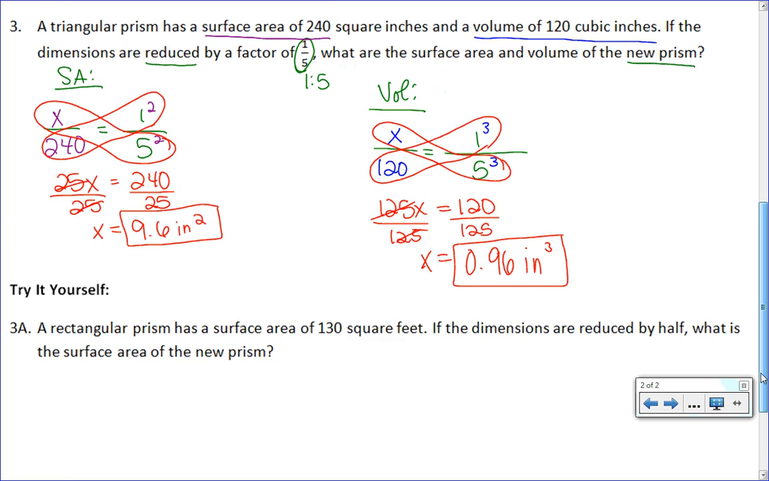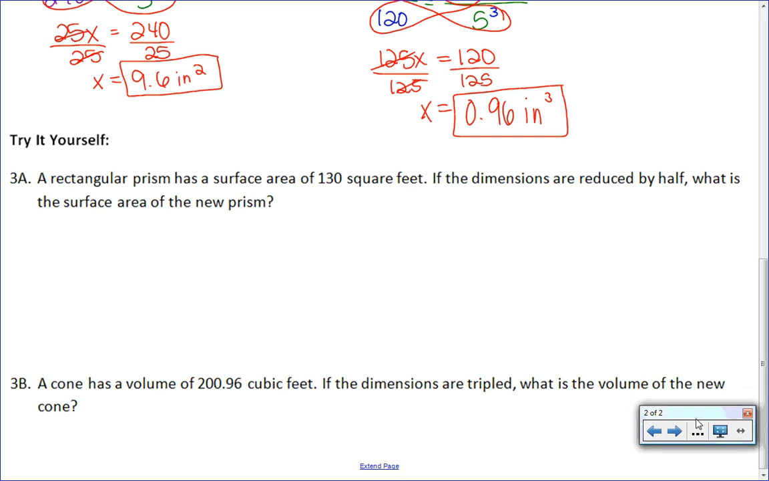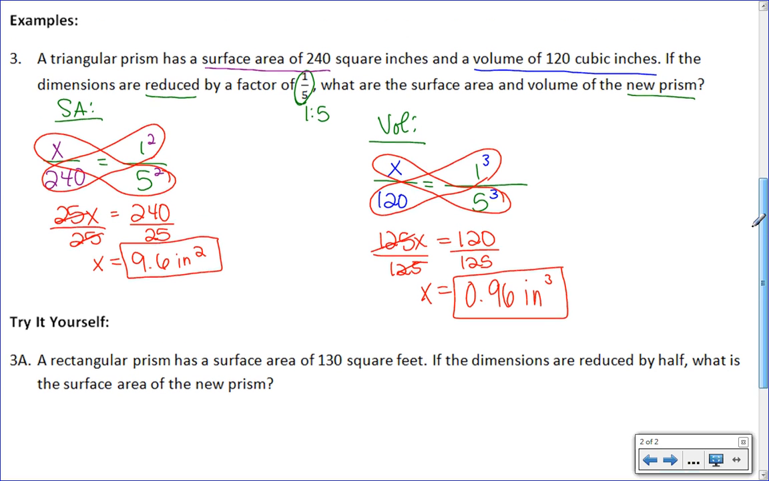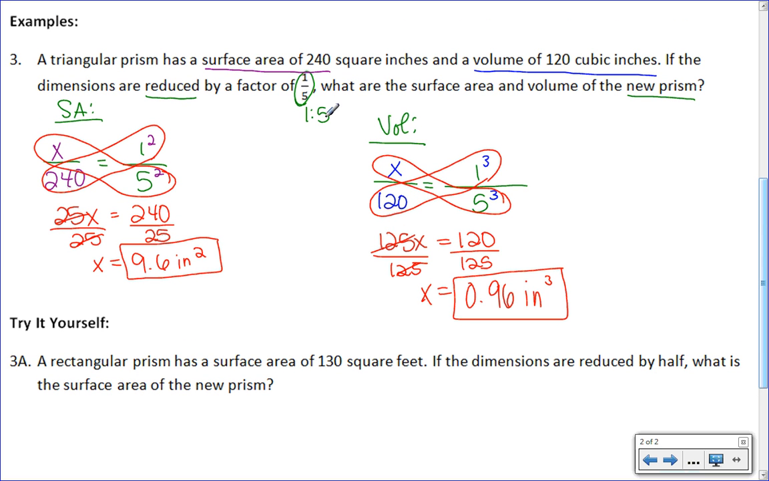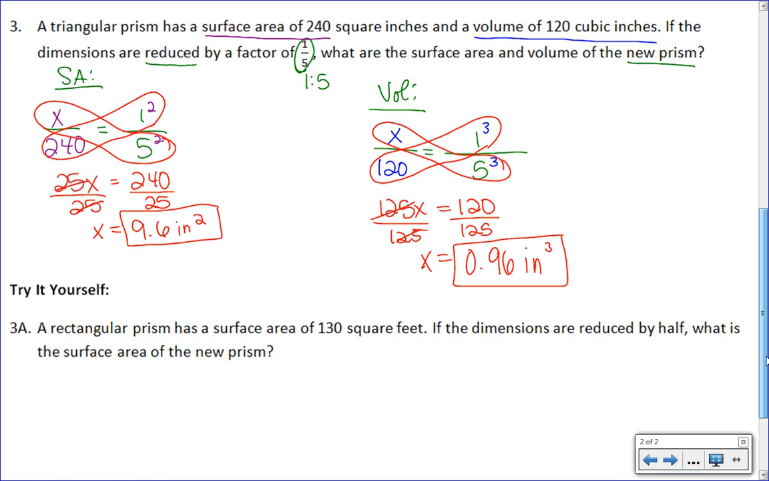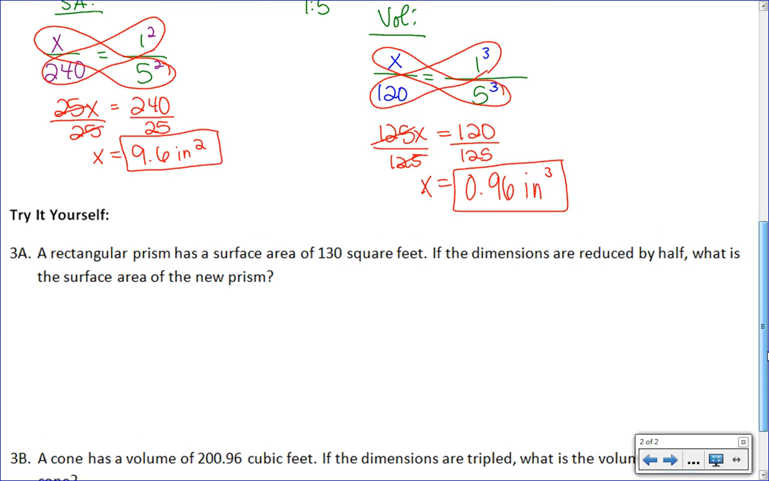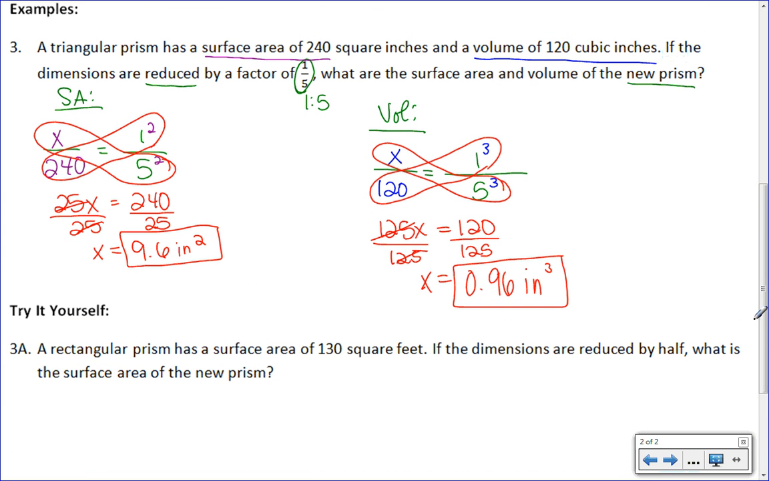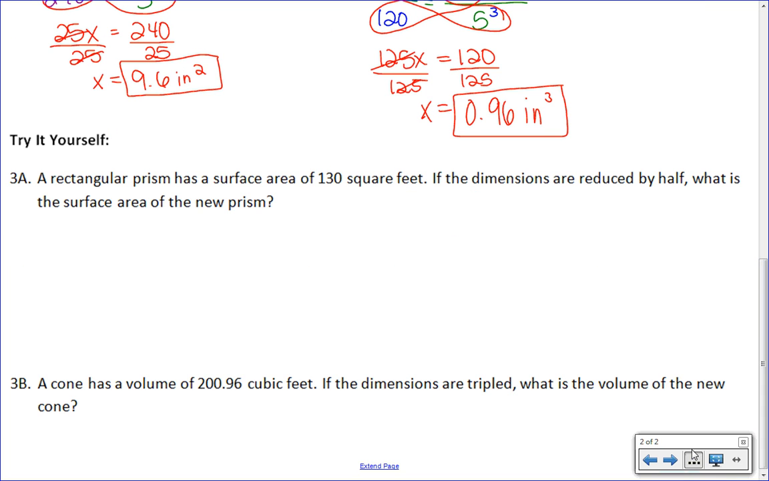Okay, there are two similar try-it-yourself problems at the bottom. One dealing with surface area, one dealing with volume. So one of them will be like the first part of example 3, the other one will be more like the second part of example 3. Remember though, whatever it tells you is going on with the dimensions, write that first as a ratio. So you'll see that in each of these, reduced by half and tripled. Make sure you write those as a ratio involving two numbers first. And then set up your ratios. Don't forget either squared or cubed, and then solve. So go ahead and pause the video, work through those two problems. When you're ready to check your answers, press play.